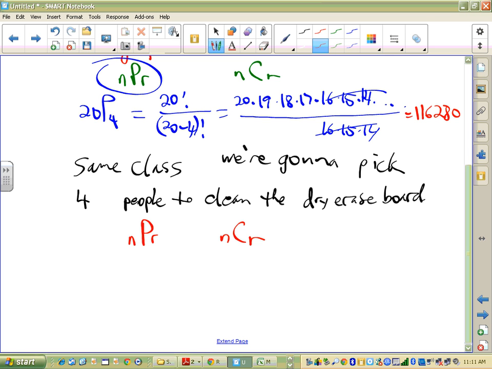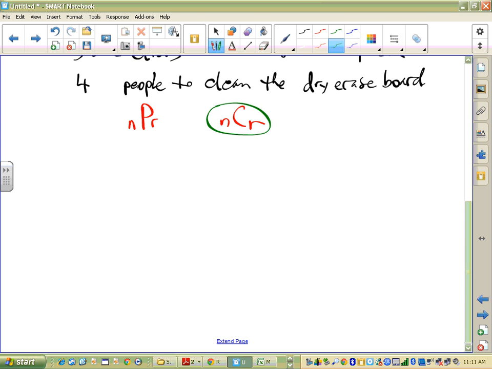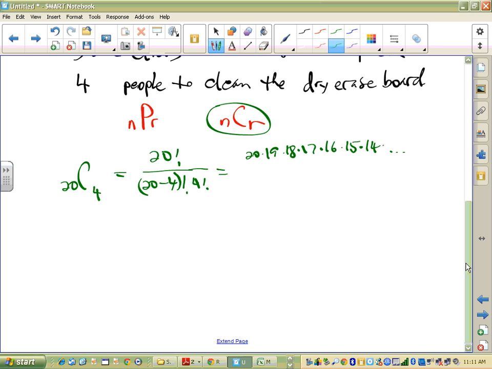We're picking 4 people, all of whom are responsible to ensure that the dry erase board's cleaned. We use a combination. So here we use 20 choose 4, which by the formula is 20 factorial over 20 minus 4 factorial times r factorial, and r is 4 factorial. So this ends up being 20 times 19 times 18 times 17 times 16 times 15 times 14 times all over 4 times 3 times 2 times 1 times 16 times 15 times 14 times all. This stuff cancels this stuff.